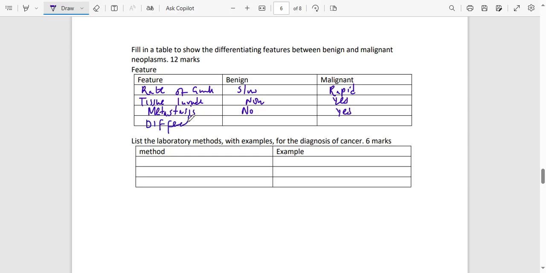Okay, thank you. So, differentiation, which one is well differentiated? The benign are well differentiated, and then these ones are poorly differentiated. When you look at differentiation, the malignant cells look abnormal. You can tell this is not the way an epithelial cell is supposed to look. But the benign cells will look just normal, like the normal cell in that region. Any other feature besides this that we can mention?